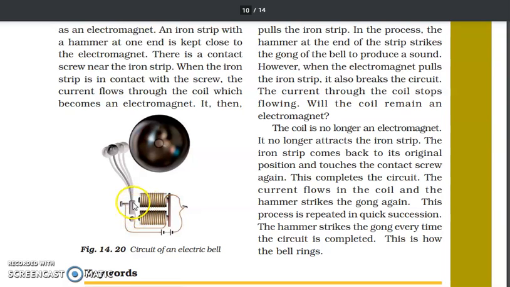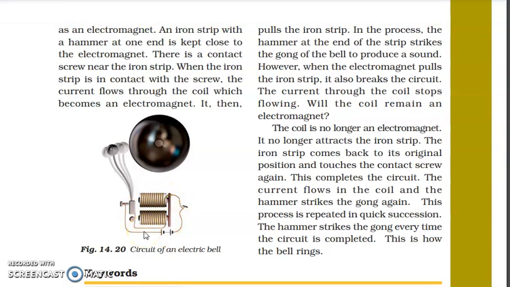But due to the spring attached to it, again it attaches with the screw, making the circuit complete. Again electricity flows to it. It acquires electromagnetism, attracting this, and this hammer is hitting the gong. Again due to the spring it is getting back, again the circuit is completed, it is attracted, and the hammer hits the gong. So it will continue until we switch it off. That is how the electric bell works.